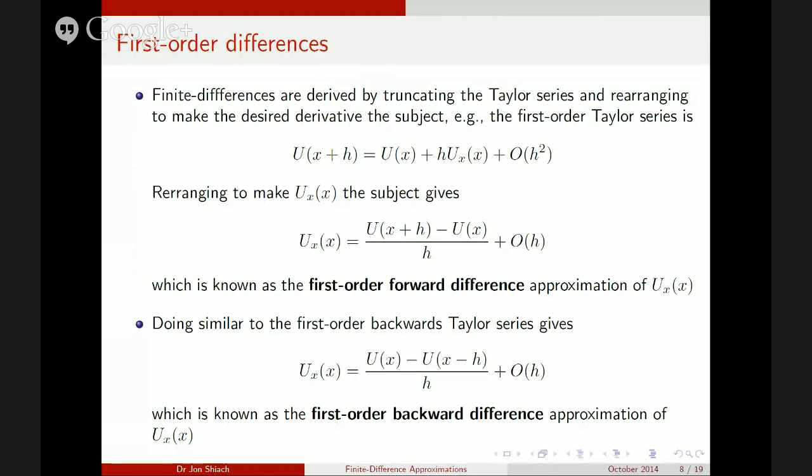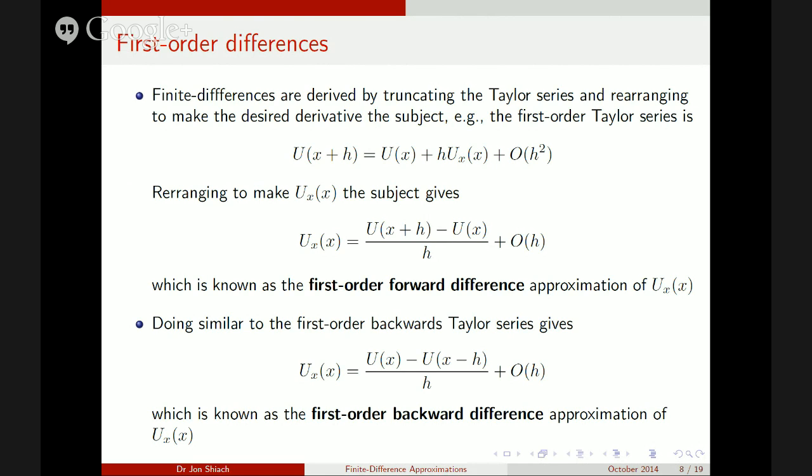We could do the same with the backwards Taylor series. It is exactly the same, except for this sign, which would be negative, so this will be a minus h as opposed to a plus h. If we rearrange that, we get this. Notice, again, it's first order, so as h tends to 0, the error tends to 0 in a linear fashion.